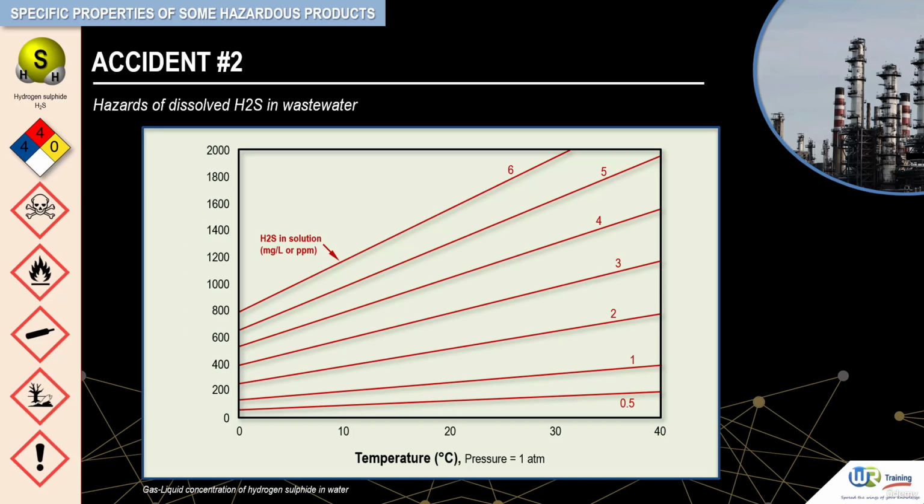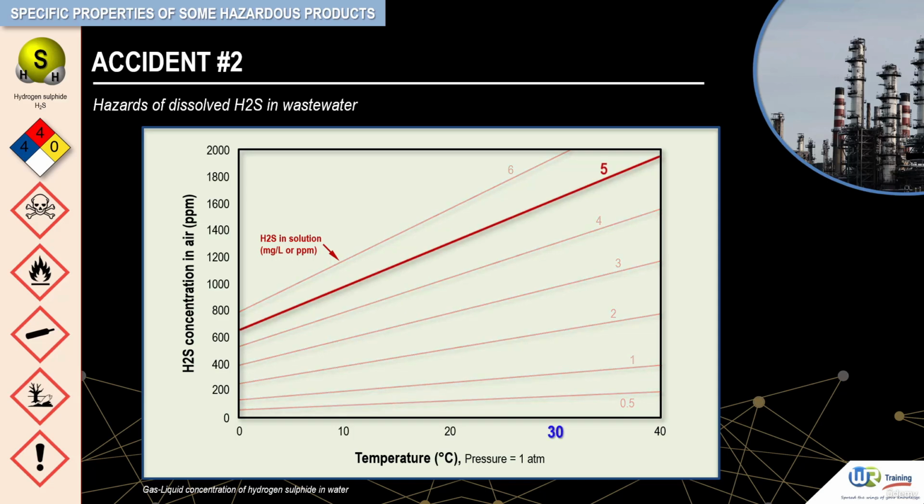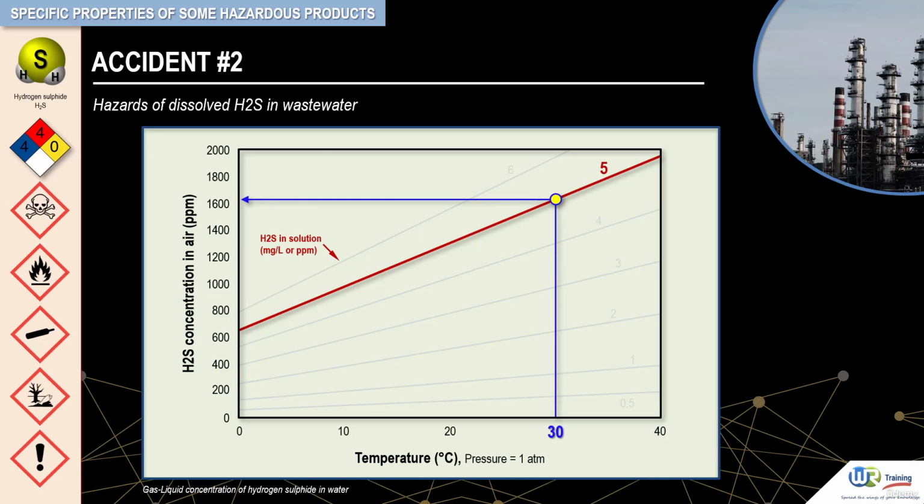The y-axis that you can see here represents the corresponding hydrogen sulfide concentration in air, or in other words, the corresponding hydrogen sulfide concentration above the water surface. In our example, at 30 degrees Celsius, for 5 ppm of dissolved hydrogen sulfide in water, the concentration of hydrogen sulfide in air above the water level would be 1650 ppm.